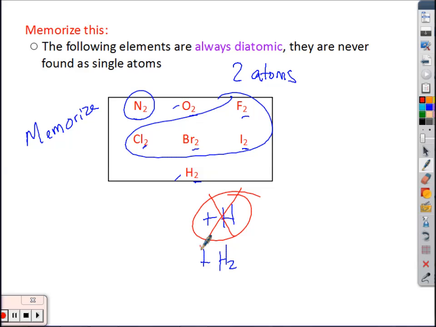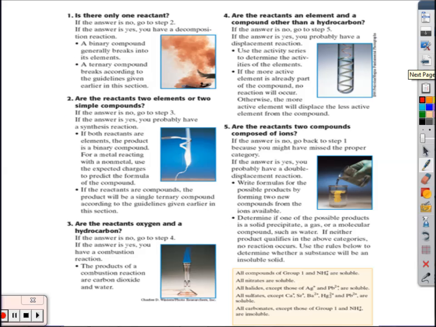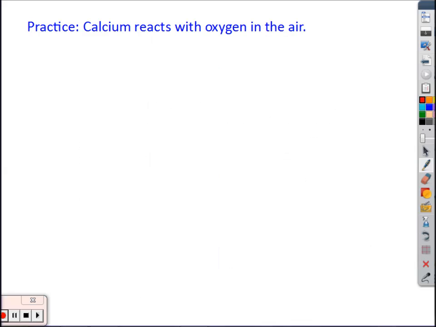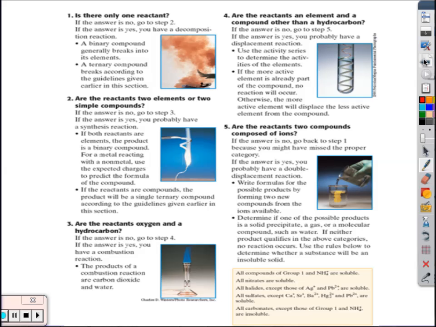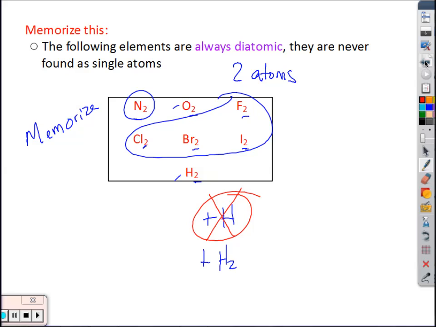So the last type, this is in your textbook. You can't really read it on here. Get rid of my screen. We'll do some practice problems in class. We'll go through this chart to talk about how to do it. The last section of the double displacement deals with solubility. That's a whole separate section in itself.